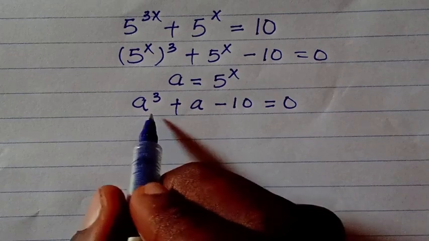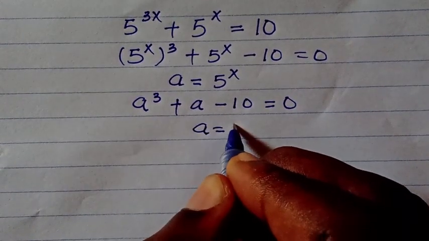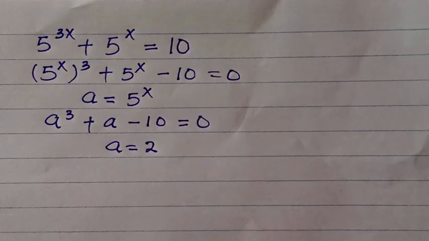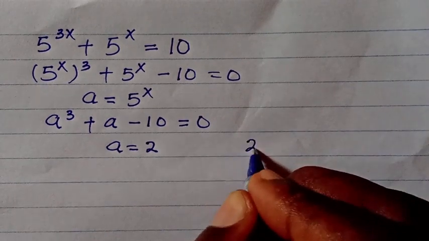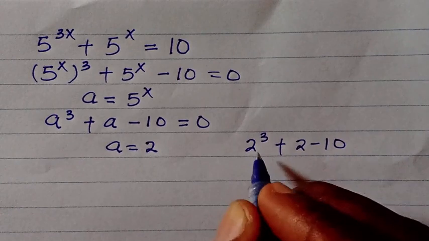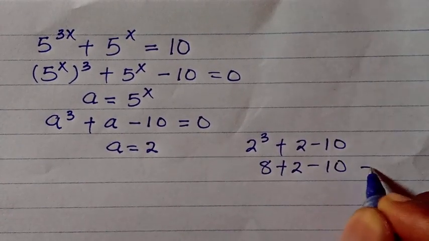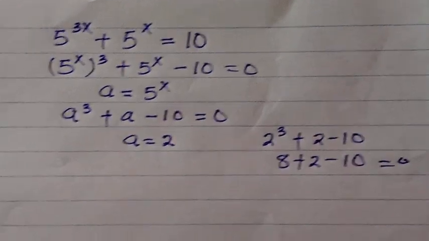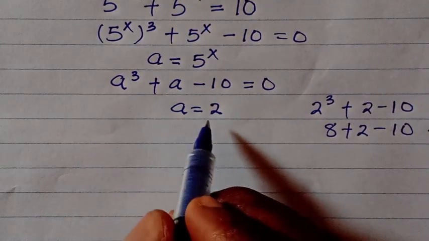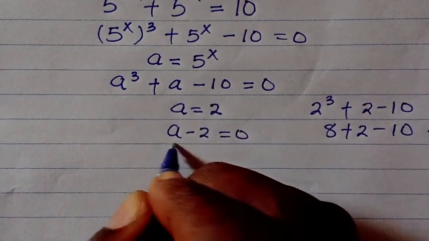To solve that, we know by the inspection method that if a equals 2, it satisfies this. By plugging it in, we have 2 to the power of 3 plus 2 minus 10. 2 to the power of 3 is 8, plus 2 minus 10, and everything equals 0, which means that a equals 2 satisfies this. And if a equals 2 is the solution, we have a minus 2 equals 0, which is the factor.